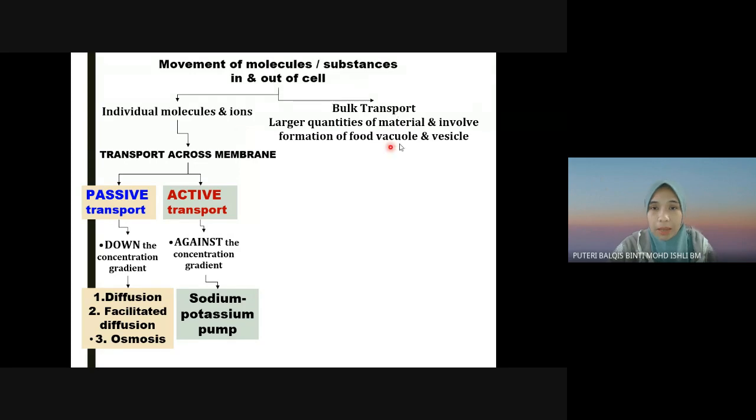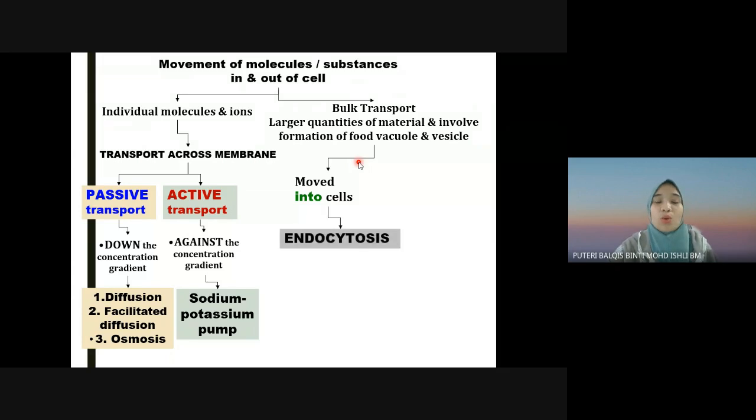But if it involves bulk transport, kalau dia melibatkan bulk transport tu adalah a large quantity of materials which involve food vacuole or vesicle formation. Okay, we have two types. If the material moves into the cell, it is known as endocytosis. Dia masuk ke dalam sel, endocytosis.